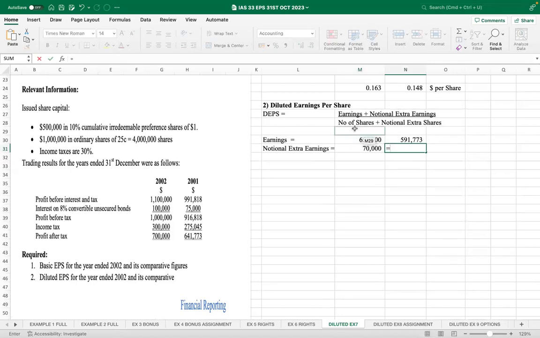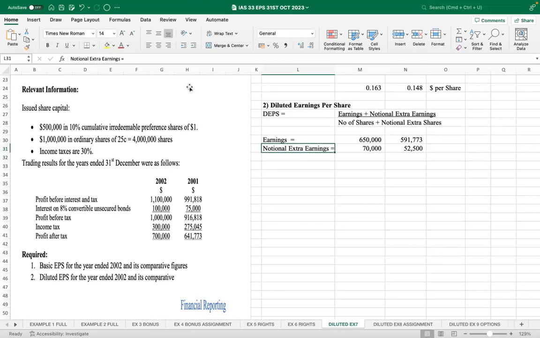And in this 2001, it is 75,000. So 75,000 times 70%. 70% is you remove tax. It is net of tax. So remember, it is net of tax. So maybe I can have a working somewhere to show that.